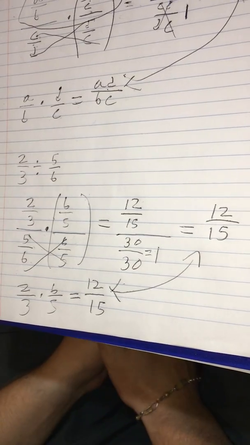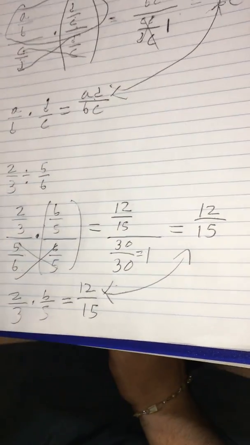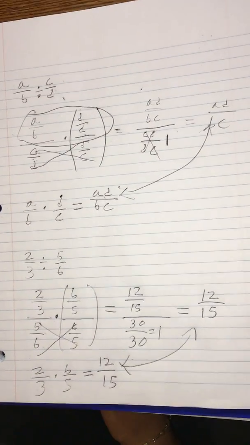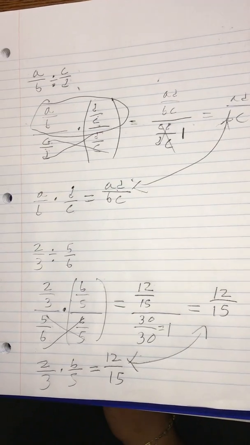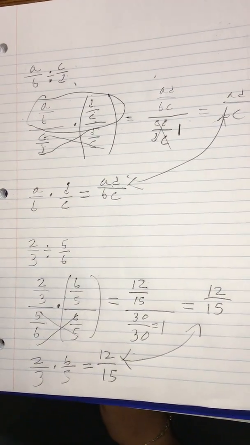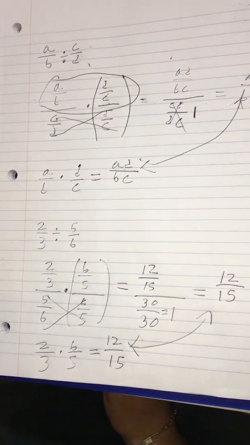So instead of doing more math for students, teachers found this way of doing it, which makes it faster and makes it easier for students to understand. So this is why we multiply by the reciprocal of the divisor.